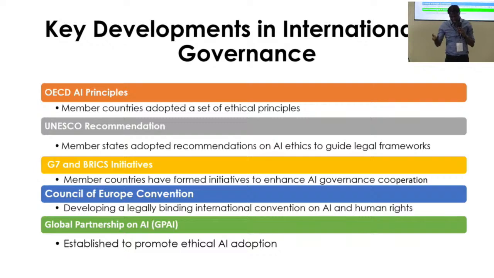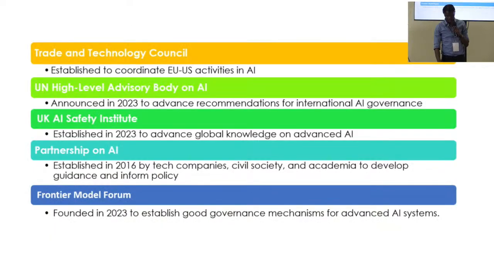and also the Council of Europe Convention, which is a legally binding international convention on AI and human rights. Also of interest was the Global Partnership on AI, which was established to promote ethical AI adoption. Then we also have the Trade and Technology Council, established to coordinate EU and US initiatives in AI. This also tells us that there is a need for global south countries to have a similar trade and technology council that will coordinate AI relationships between us and the global north to avoid exploitation, which has happened much if you look into health research.